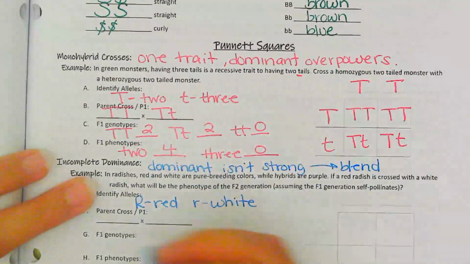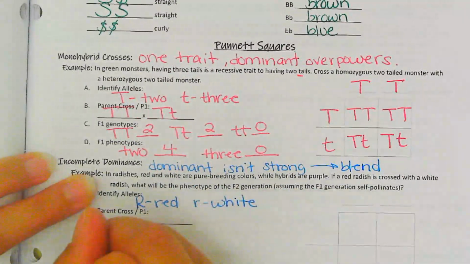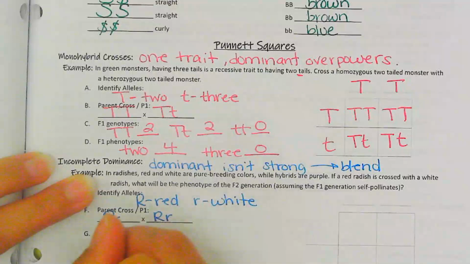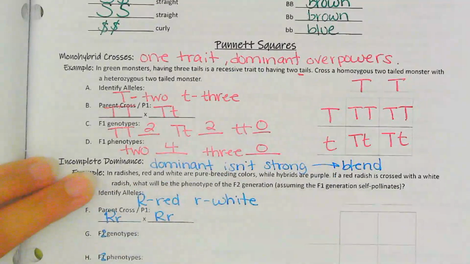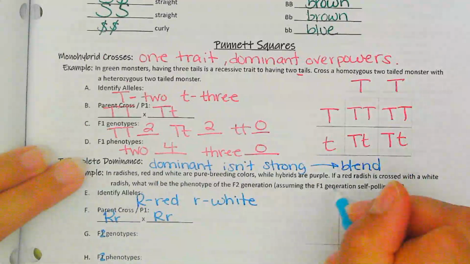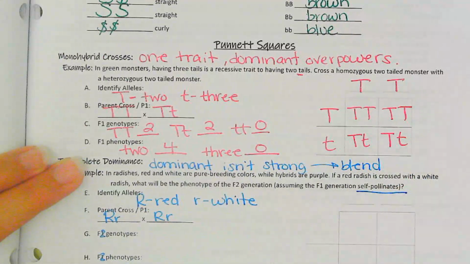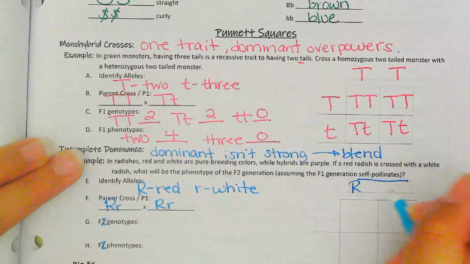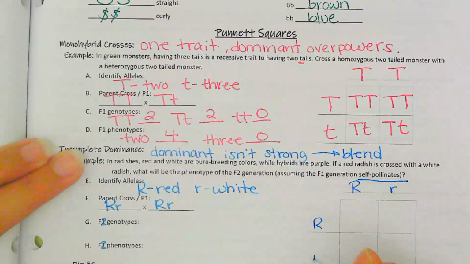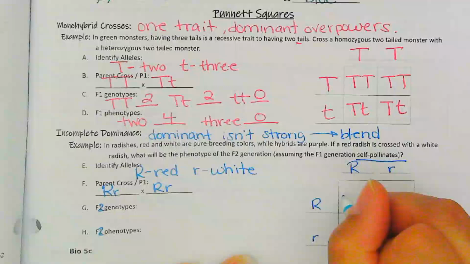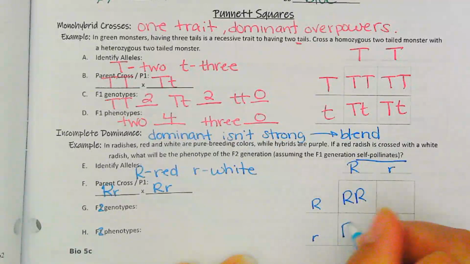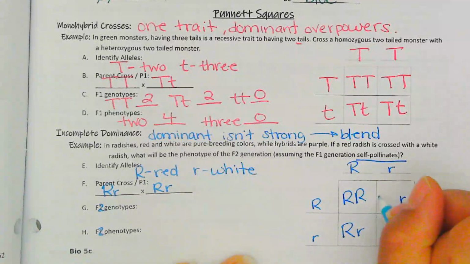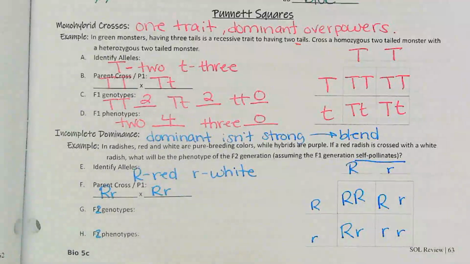My parents are this. F2. It asks me for F2 because we're going to self-pollinate. So I set it up. Solve it. I get a 1, 2 to 1.